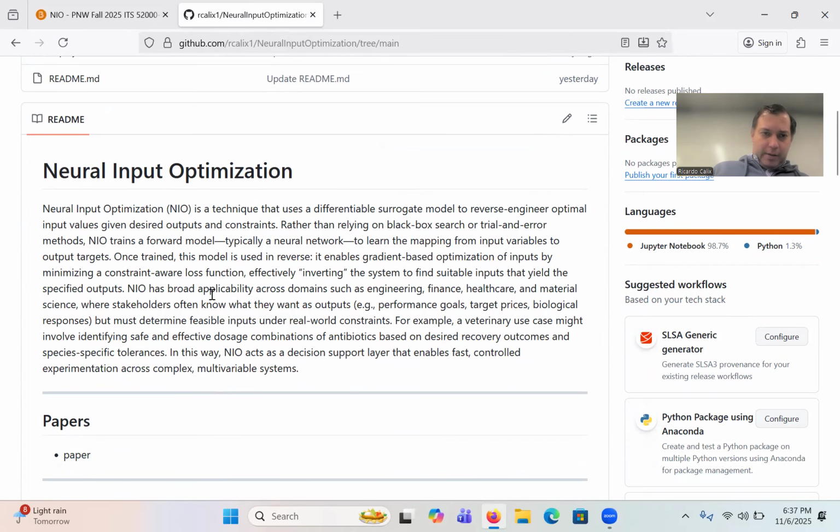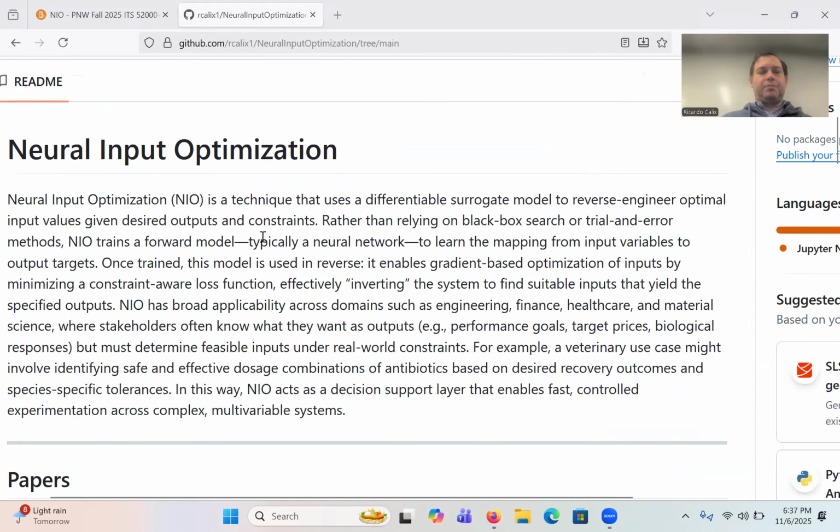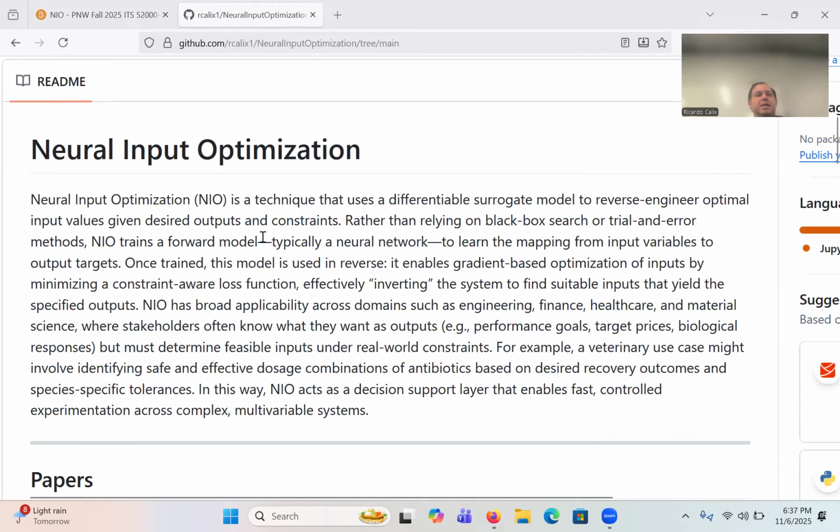What is neural input optimization? Neural input optimization, NIO, is a technique that uses a differentiable surrogate model to reverse engineer optimal input values given desired outputs and constraints. Okay, so that's the key idea.